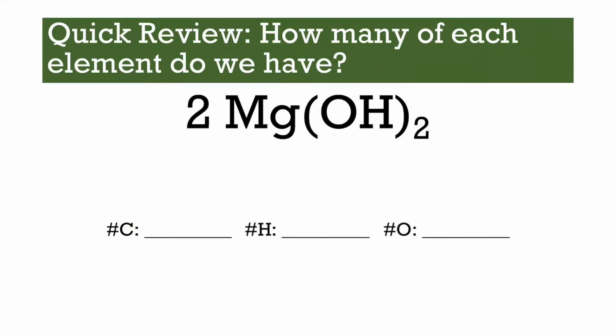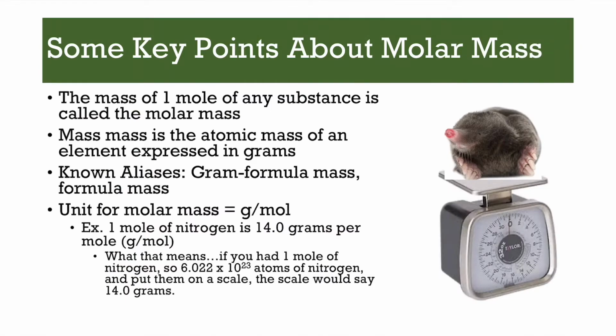Okay. And now we have 2 of the magnesium hydroxides. How many of each do we have? So we have 2 Mg's, 4 O's, and 4 H's. So now we have 2 Mg(OH)2. Okay, so hopefully that is pretty basic review.